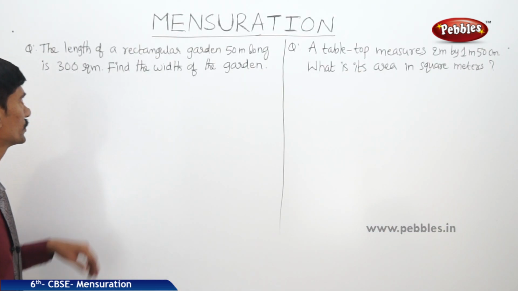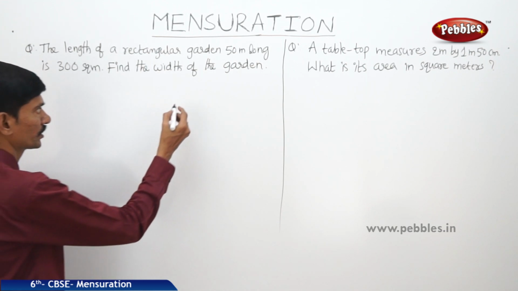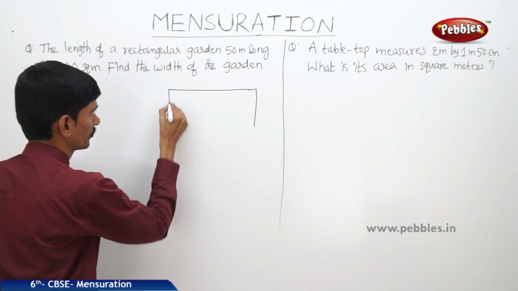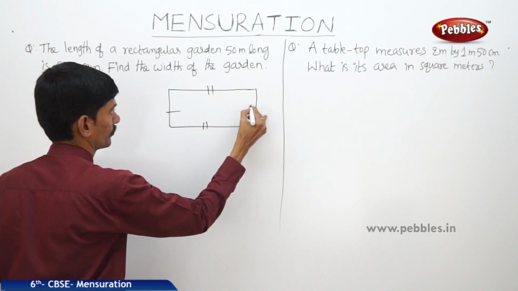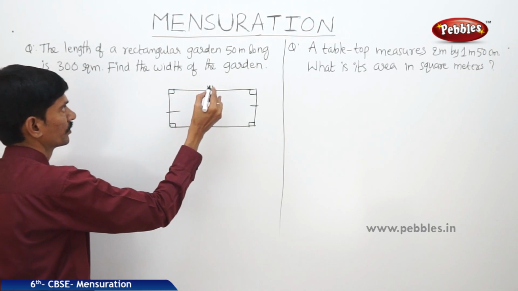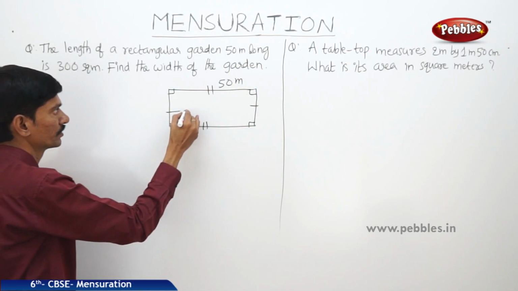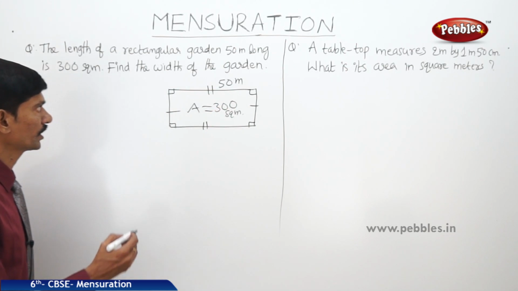Now let us solve the next question. The length of a rectangular garden is 15 meters and its area is 300 square meters. Find the width of the garden. So there is a rectangular garden of length 50 meters and area is given as 300 square meters.